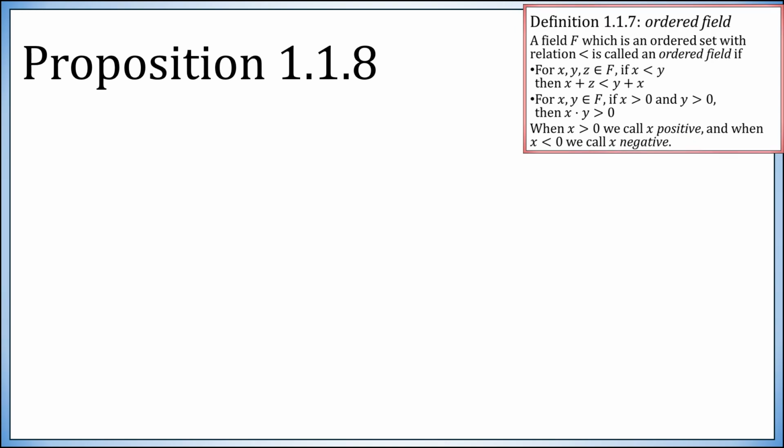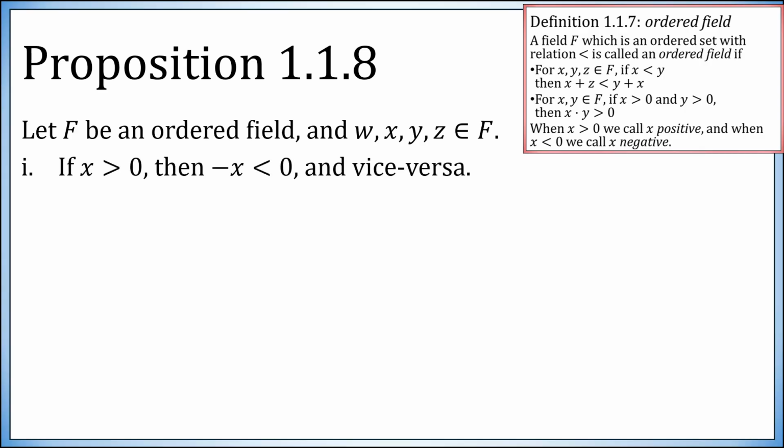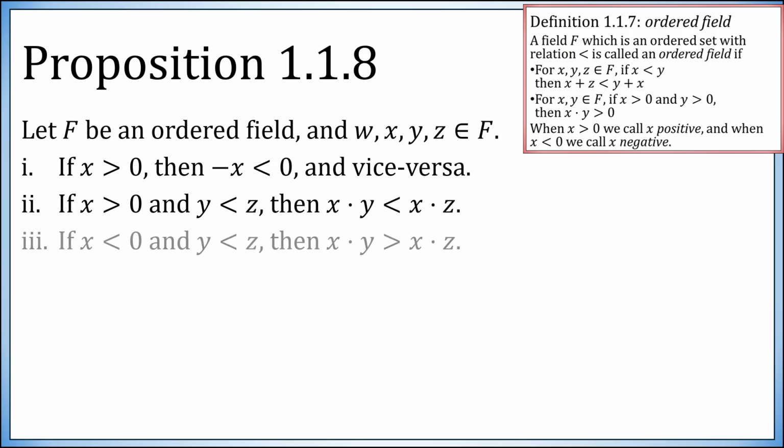So, proposition 1.1.8. Suppose f is an ordered field and you pick 4 arbitrary elements out of it. First, if x is positive, then its additive inverse, negative x, must be negative, and vice versa. If x is positive and y is less than z, then you can multiply an inequality. So while you can always, by definition, the first bullet point in the definition, add to an inequality, you can multiply an inequality freely as long as you multiply by a positive number.